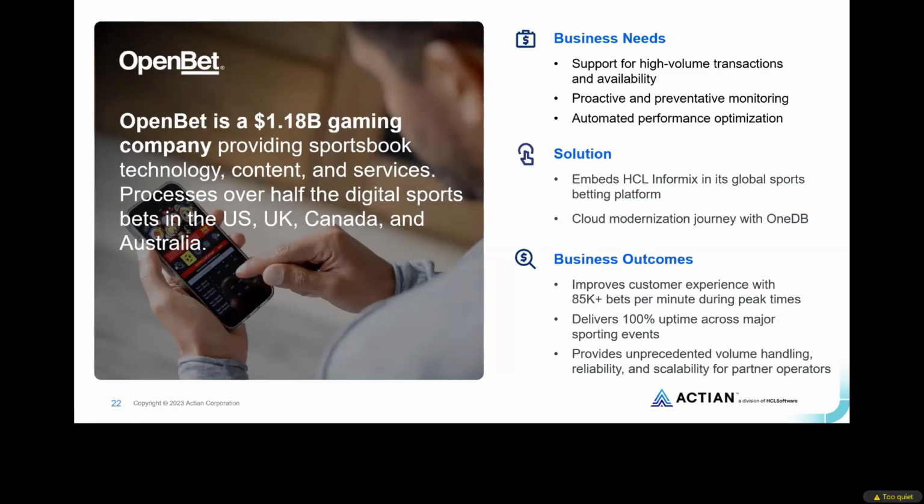While working with us on the HCL Informix and OneDB product lines, they've improved their customer experience with unprecedented volume handling and reliability. They've had 100% uptime during major sporting events and can process over 85,000 bets per minute during peak times. Keep in mind that each bet in their application involves a number of transactions and a lot of number crunching on the back end. The bottom line is they're very happy with this throughput. We appreciate their vote of confidence moving forward into OneDB, and we'll be talking a little bit about OneDB 3.0 in a few minutes.